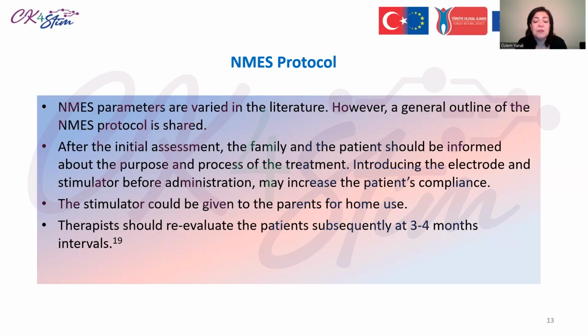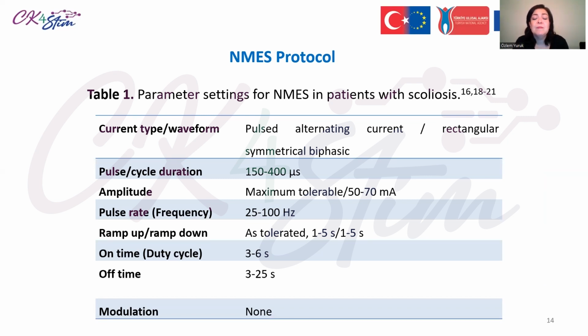After the initial assessment, the family and the patient should be informed about the purpose and process of the treatment. Introducing the electrode and stimulator before administration may increase the patient's compliance. The stimulator could be given to the parents for home use. The therapists should re-evaluate the patients subsequently at 3 to 4 month intervals. And the electrical stimulation parameters.